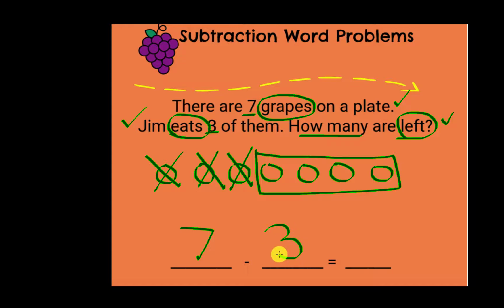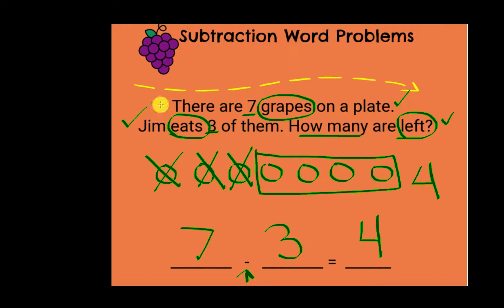Let's stop right there. There are 7 grapes, 7. He eats 3. Eats means take away. So we have our symbol here, our subtraction symbol. How many are left? Let's count. 1, 2, 3, 4. Let's write that number next to that box. 4 are left. Oh my goodness. Now we know the answer. 7 take away 3 equals how many's left? And that is 4.